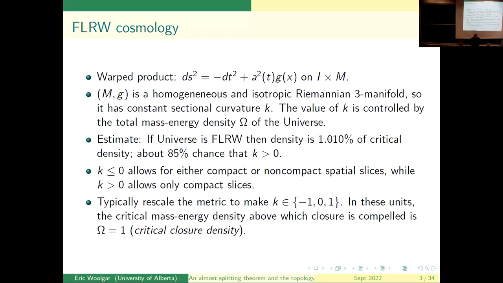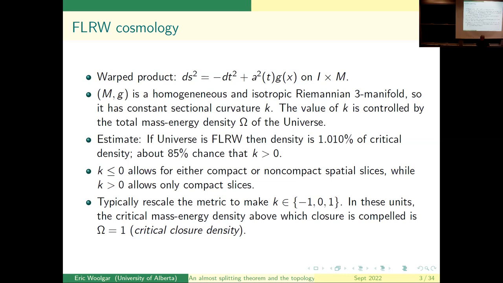FLRW cosmology has already come up plenty in these workshops. You take a metric which is a warped product, with simply a scale factor on the spatial metric, which I've denoted here by little g. That factor will depend on time, and basically its logarithmic time derivative is the so-called Hubble constant, which is not constant in time but is constant in space. FLRW cosmology admits only constant sectional curvature spatial slices. So K will be the spatial curvature here, the sectional curvature, and it'll be controlled by the mass energy density of the universe. And we'll actually come a little bit to that.